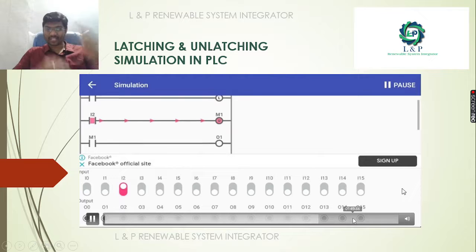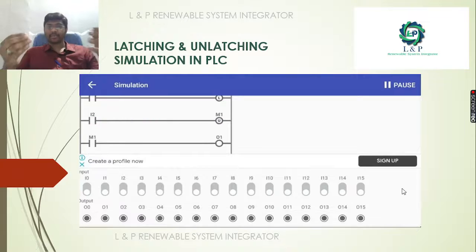So when we enabled the input I2, what happened immediately? We unlatched, the output is off. The memory M1 got unlatched. Now we can see there is no latching output. This is the best example of a latching and unlatching concept that we had used in the simulation.